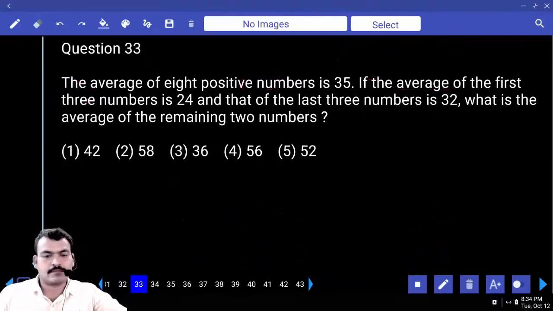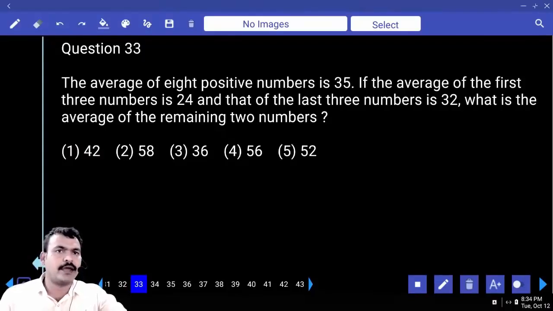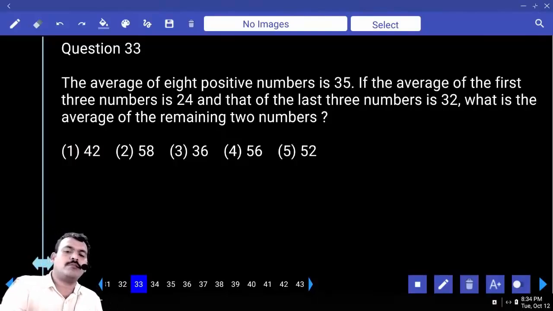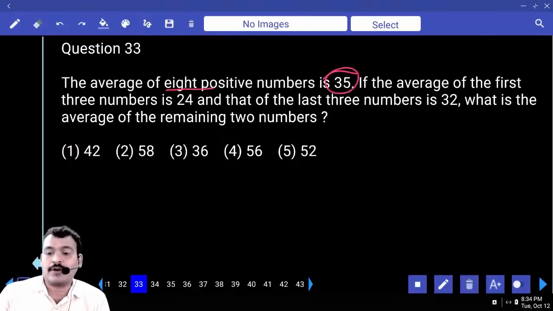Next 33. The average of 8 positive numbers is given as how much? 35. But the average of the first 3 numbers is given as 24, and that of the last 3 numbers is given as 32. What is the average of the remaining 2 numbers or not? Total how many numbers are given? 8 numbers. What is the average of 8 numbers? 35. Then the sum of the 8 numbers? 280 or not?